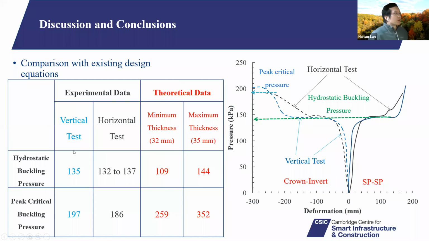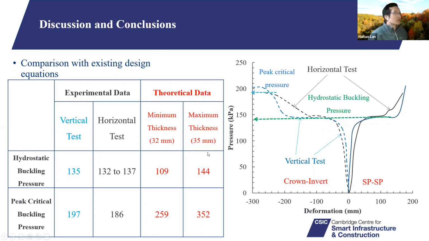So here is a table showing our test data versus the theoretical data, or existing design equations. The hydrostatic buckling pressure in our test, the average value, is almost the same: 135 kPa. And from our theoretical data or design equations, the average one is 130 as well. So they are pretty close.